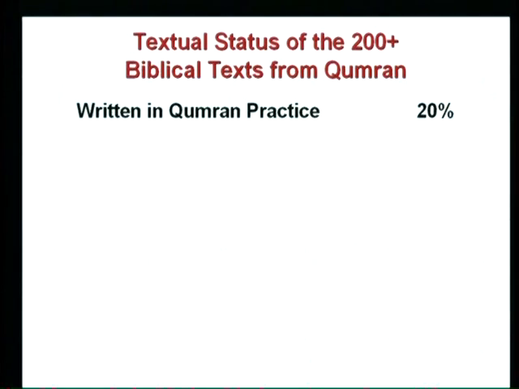When we look at the textual status of the 200-plus biblical texts from Qumran, we find that 20% of them are written in Qumran practice. By Qumran practice, we mean they're sort of free in their rendering. Not exactly literal copies of the text in many cases. They tend to reflect the same basic text as the Masoretic text, but sometimes add targumic additions and sometimes give evidence that perhaps it is an updated translation rather than a copy of the text.